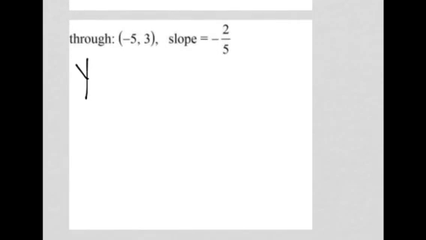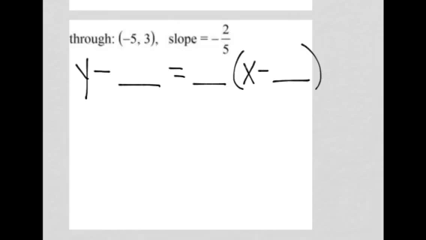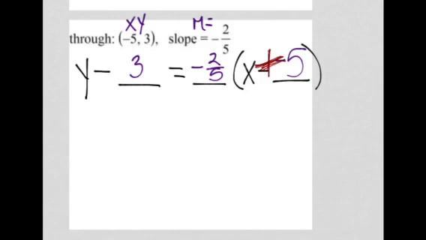Same thing here. I have y minus y1 equals my slope times the quantity of x minus x1. Go through, fill it in. I have my x and my y. My m is here. So y minus my 3, x minus my negative 5, and m is negative 2 over 5. Look for my double negatives. Yes, double negative. So these turn positive.